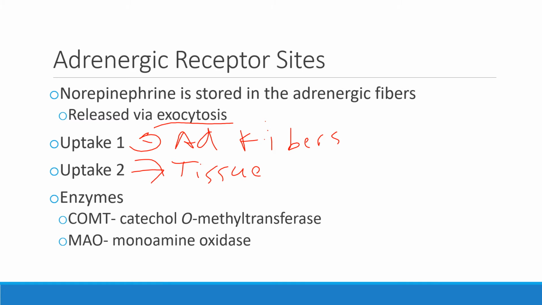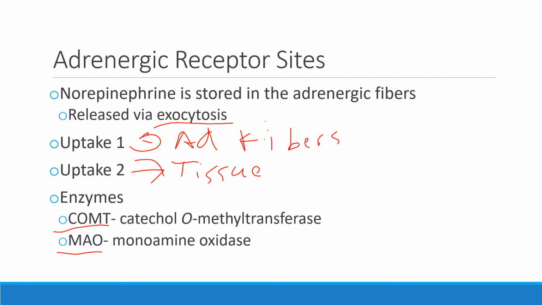Then we have enzymes, right? And the enzymes are a product or a part of metabolism and diffusion of these. So the two ones that we tend to look at here are COMT and MAOs. And you might have heard of MAO inhibitors, right? So COMT and MAOs are going to be your two enzymes that we're looking at here, and they metabolize and they will allow for that medication to diffuse.